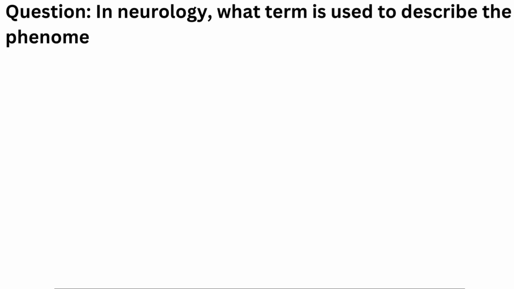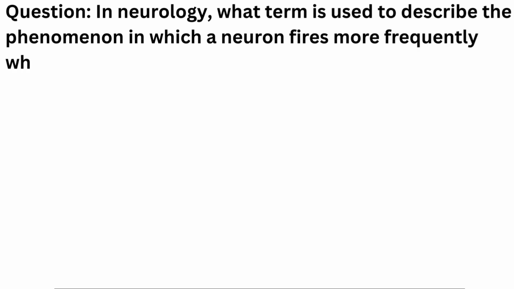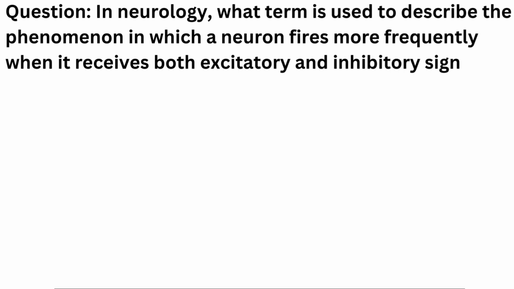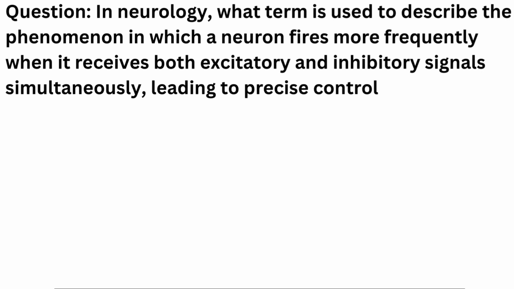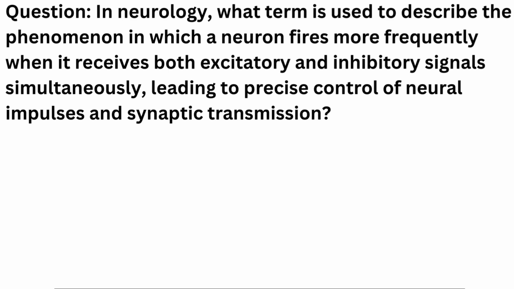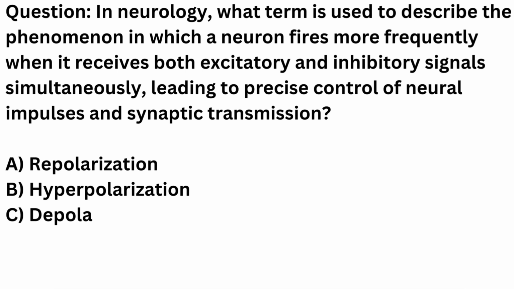Question. In neurology, what term is used to describe the phenomenon in which a neuron fires more frequently when it receives both excitatory and inhibitory signals simultaneously, leading to precise control of neural impulses and synaptic transmission? A. Repolarization. B. Hyperpolarization. C. Depolarization. D. Spatial summation. Correct answer is D.